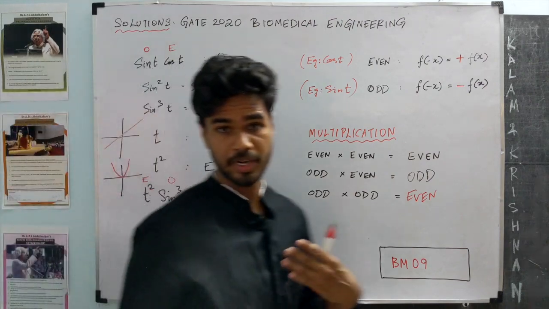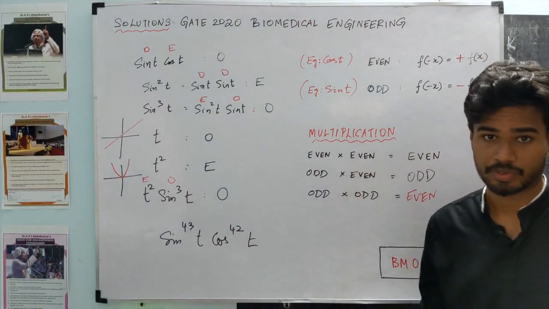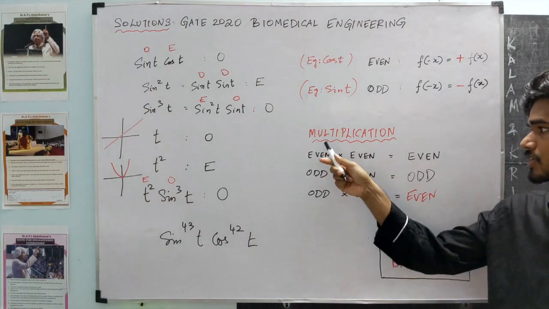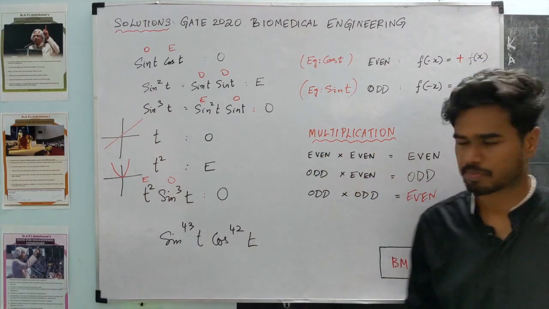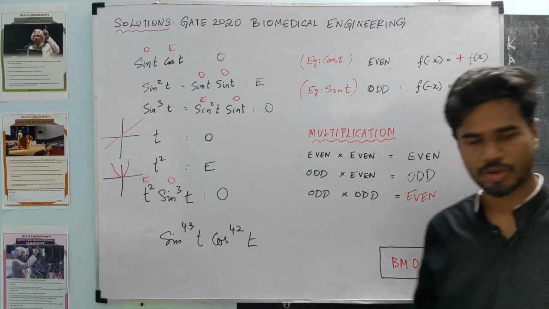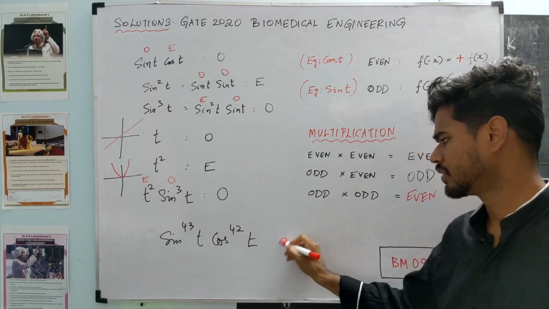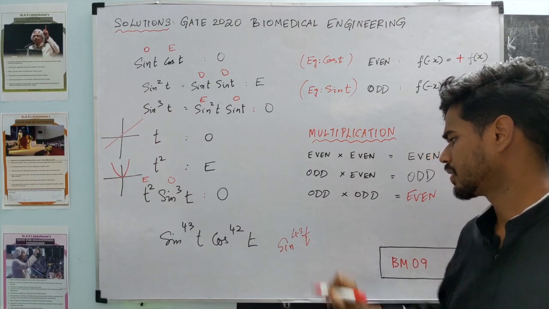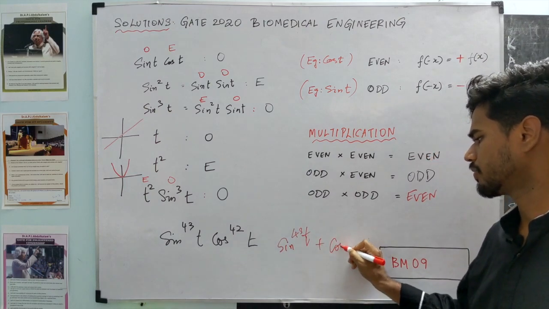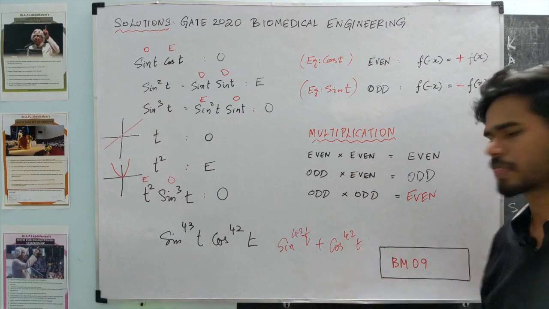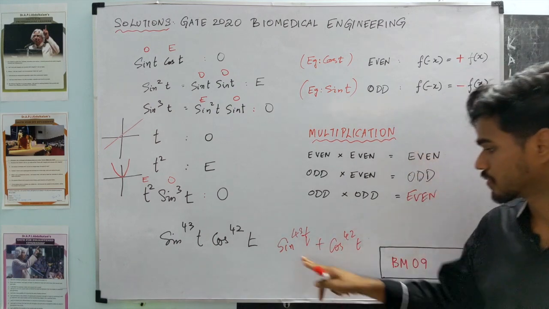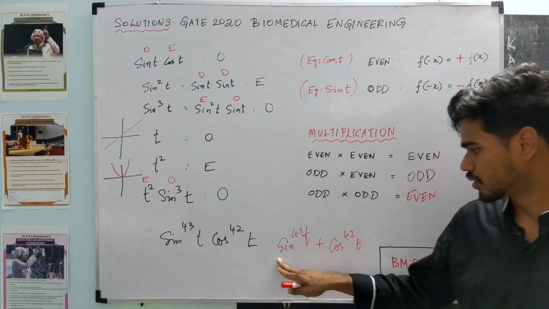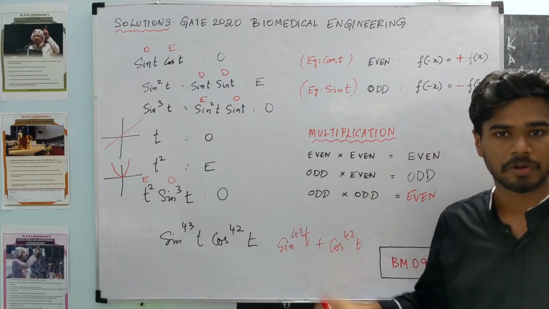And at this stage you might ask another question, right? You noticed what the properties of these functions are under multiplication. How about addition and subtraction? How about sin power 43 t plus cos power 42 t? Can we again use properties of even and odd functions under addition and subtraction to find whether this is even or odd?